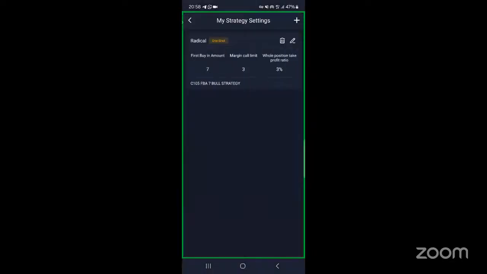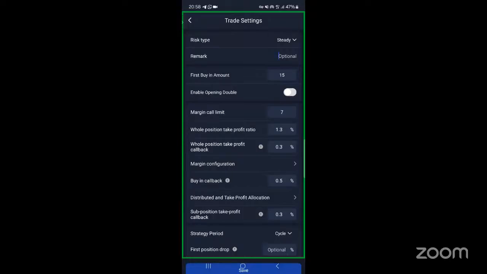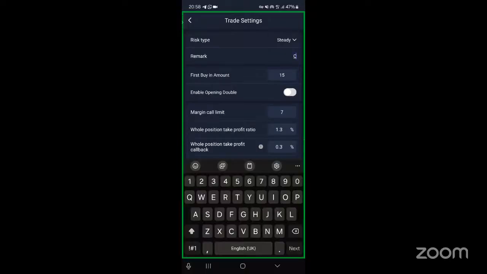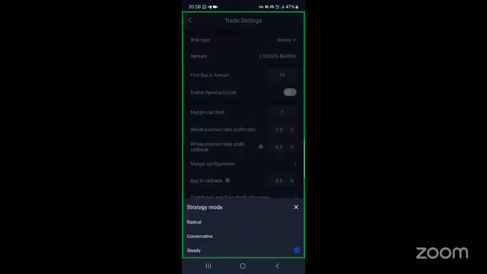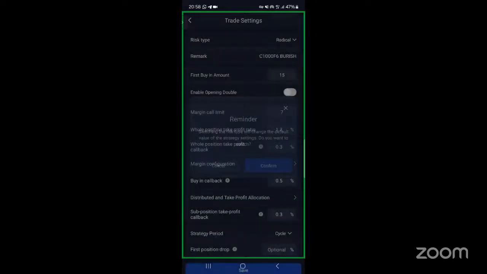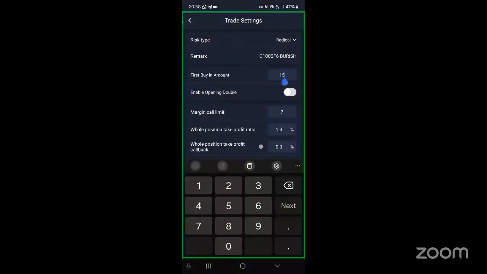You can come and say C 1000, F6, F6 bullish. That is the strategy. It means you are going to be radical. C 1000, F6. First buying amount is 6. Capital you are using is 1000.